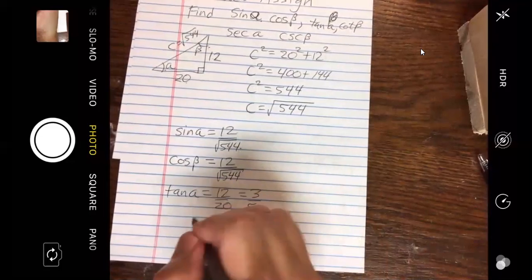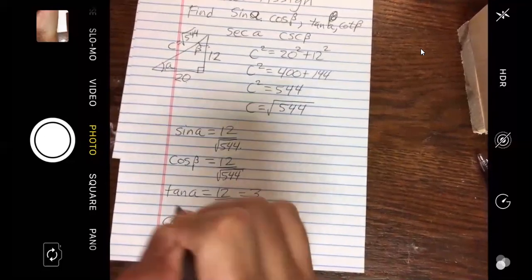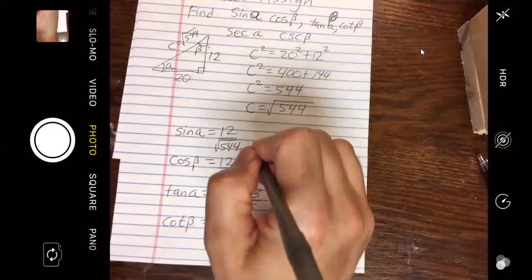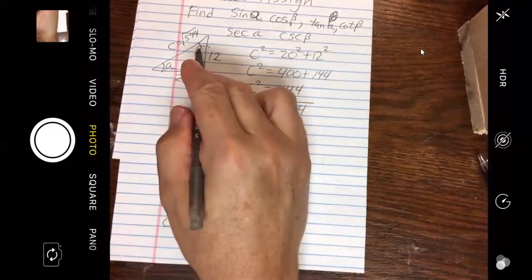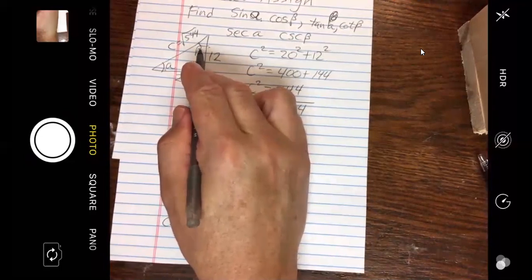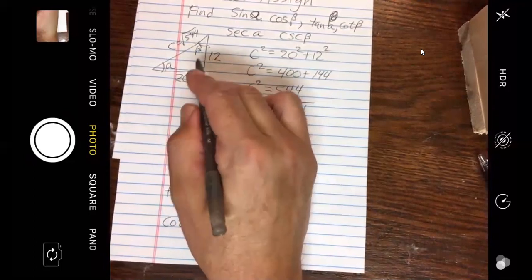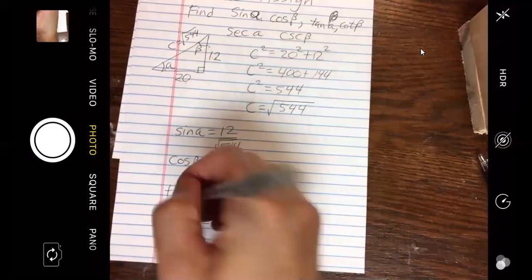Okay, your cotangent of beta. That's true, cotangents are tricky. All right, so you're up here. I always try to think in terms of sine, cosine, and tangent, then flip them. So at beta here, your tangent would be 20 over 12, which puts cotangent at 12 over 20. Same thing as tangent A.